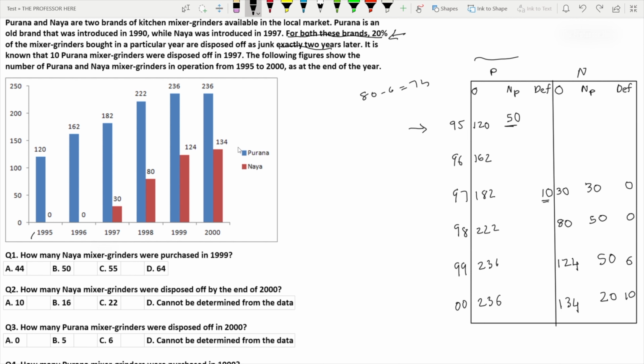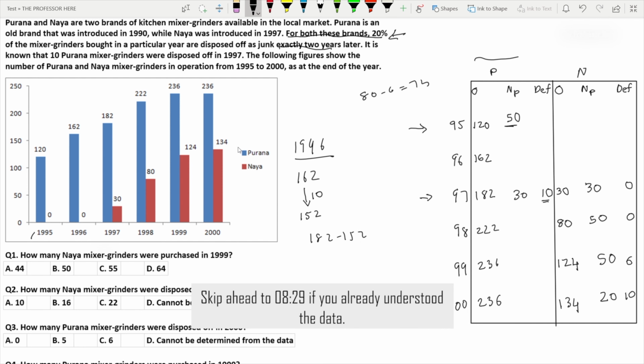So we know that in the year 1997, there were 10 mixer grinders which was disposed of. So at the end of the year 1996, there were 162 mixer grinders active. During the course of the year 1997, we lose 10 of the mixer grinders. That means we are left with 152 grinders. So the new number of purchases will be 182 minus 152, that is 30.